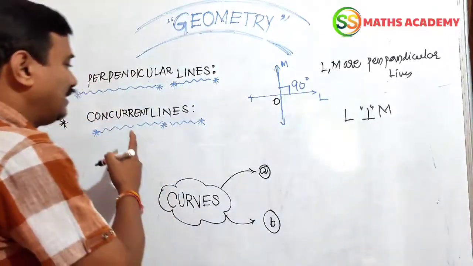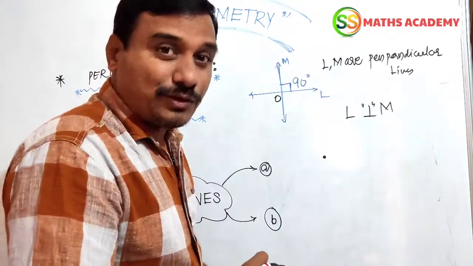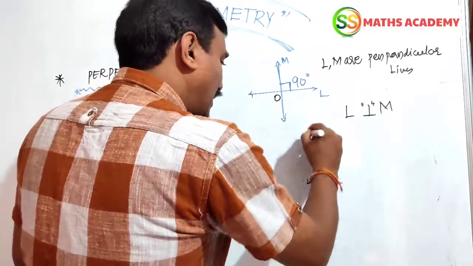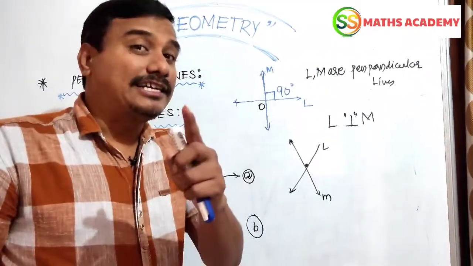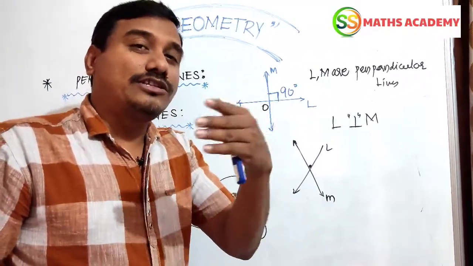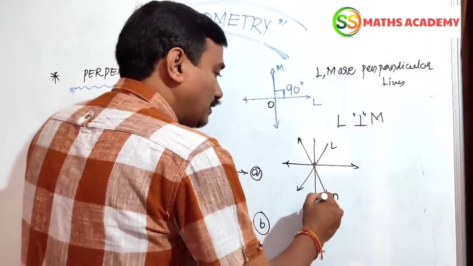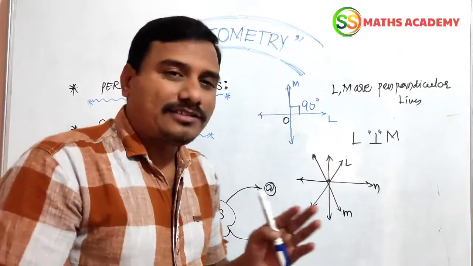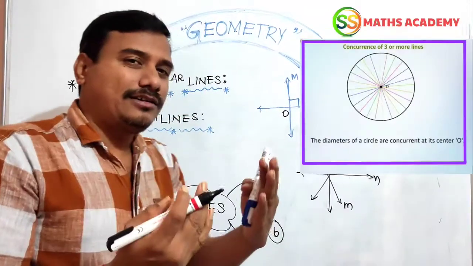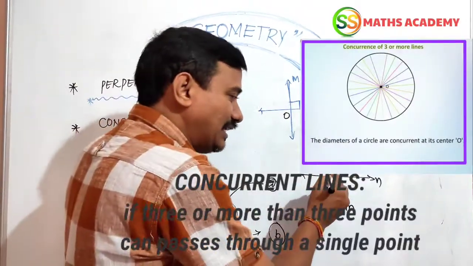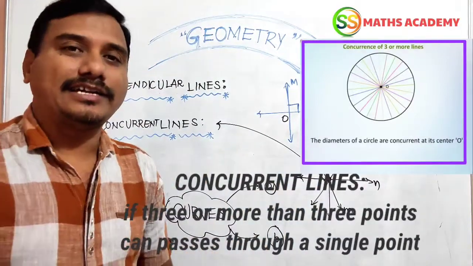Now let us go with concurrent lines. For example, you take one point in a plane and draw two lines, L and M. Only two lines we have to take. These two lines are called intersecting lines. If only two lines pass through one point, then the lines are called intersecting lines. Three or more than three lines passing through one single point are called concurrent lines.